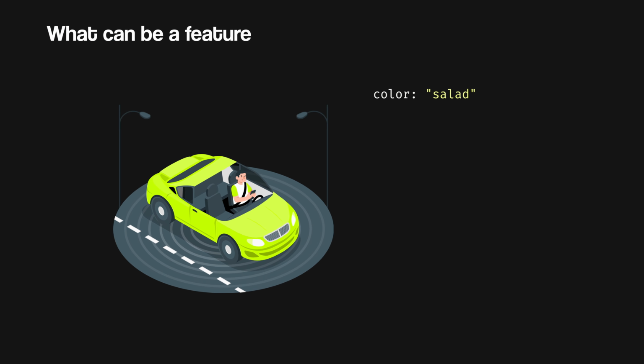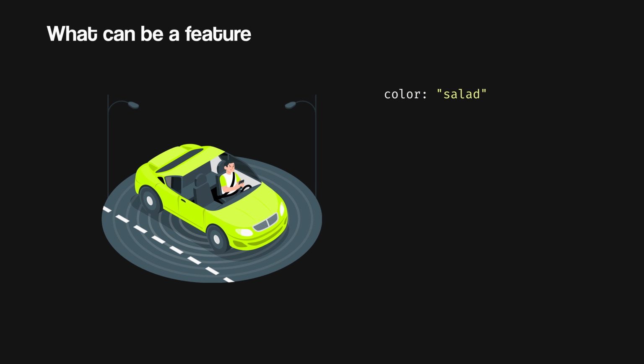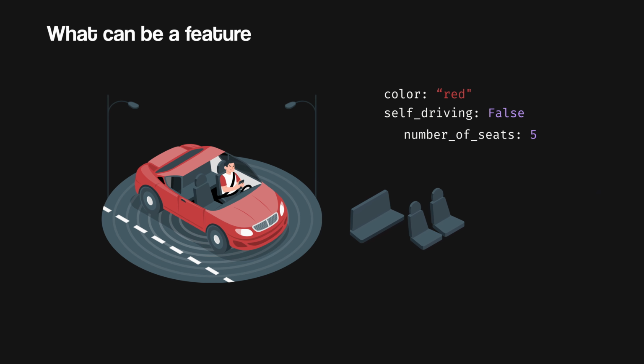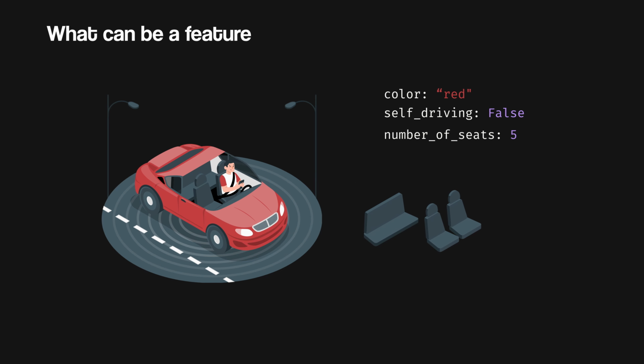Let's use a car as an example. A string can describe the car's color, for example, red. A boolean can tell us whether it's self-driving. That would be either true or false. An integer can define how many seats it has, for instance, 5. Different cars will have different combinations of these features. This is how we begin to represent real-world objects using Python.